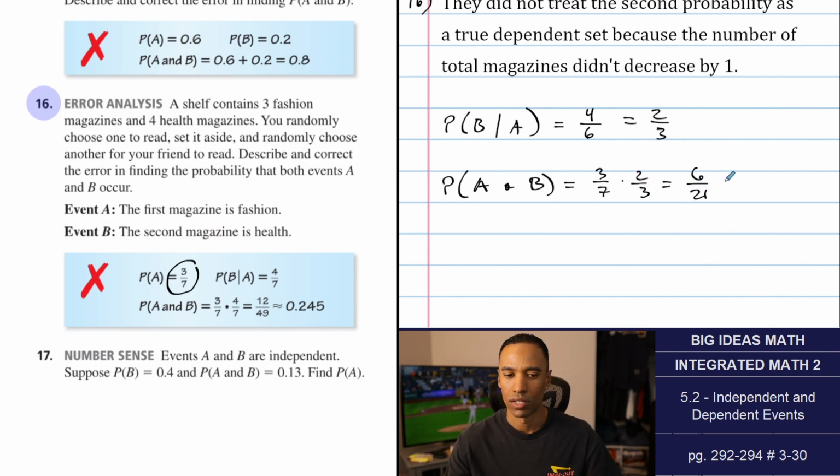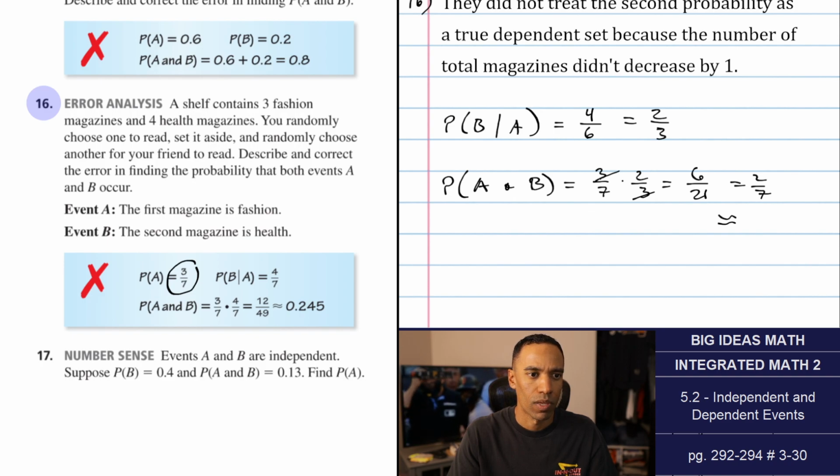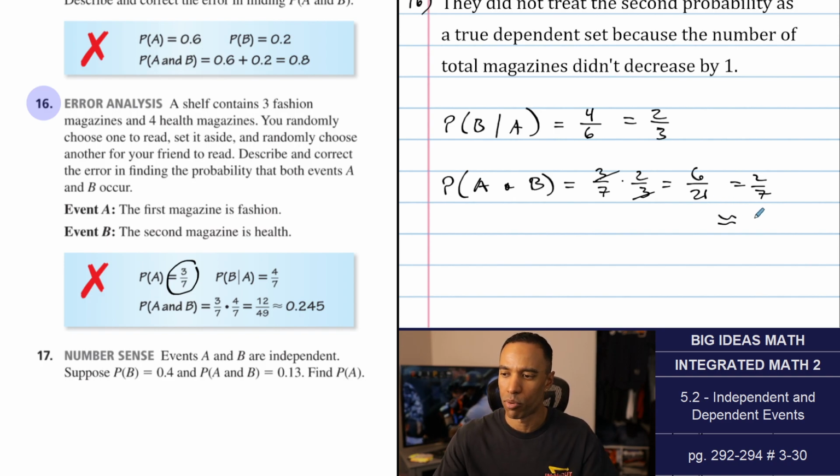That's going to be 6 out of 21. They wrote a decimal. I'm used to percentages now. Oh, 6 out of 21 reduces, by the way. I didn't notice that I had a 3/3 here. That reduces to 2/7. So 2/7, I believe that's around 28 something percent. 28.6%.